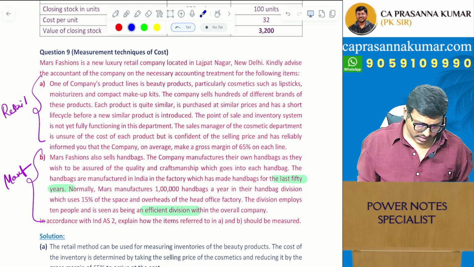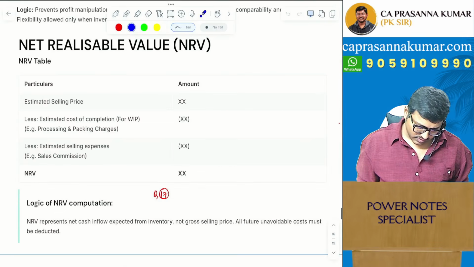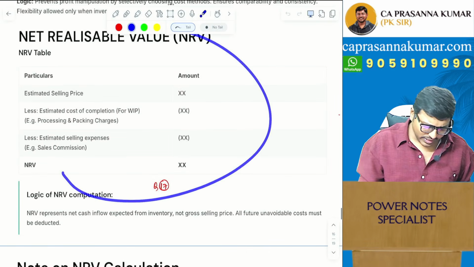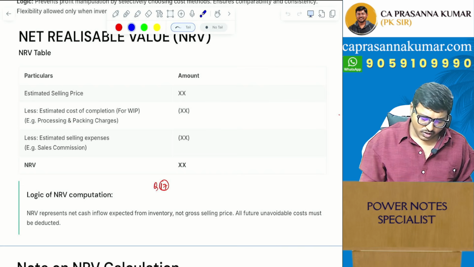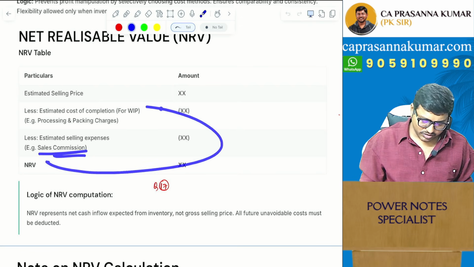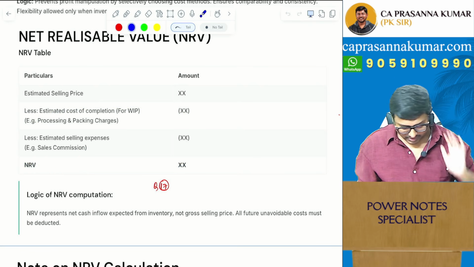Okay. That's it. Next. Net realizable value, we already know how to calculate. Very simple. You take the estimated selling price, you reduce whatever cost you incur to sell. For example, processing and packaging charges, any sales commission, all these things, you just reduce it. As simple as that. That will give you NRV.